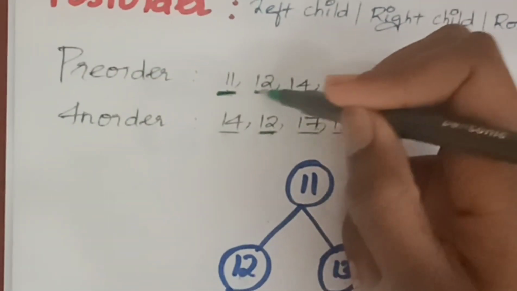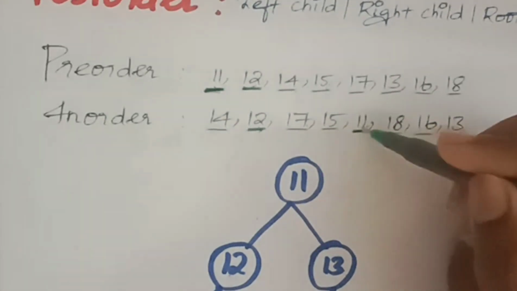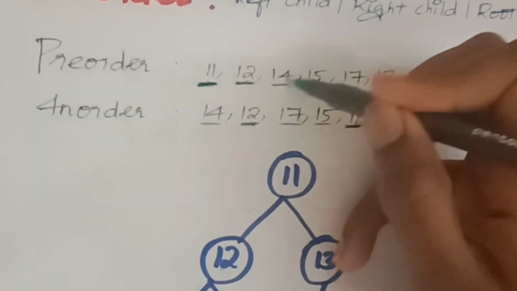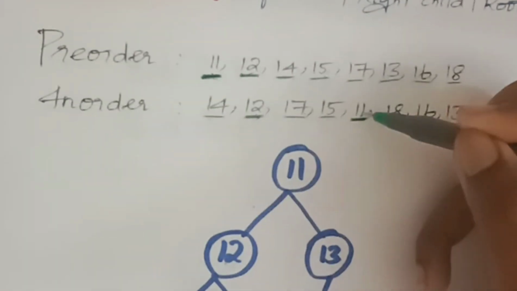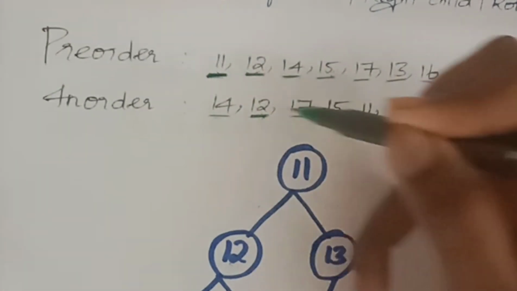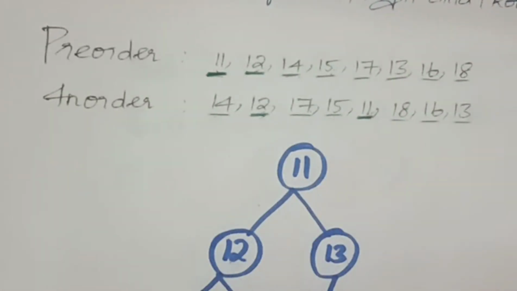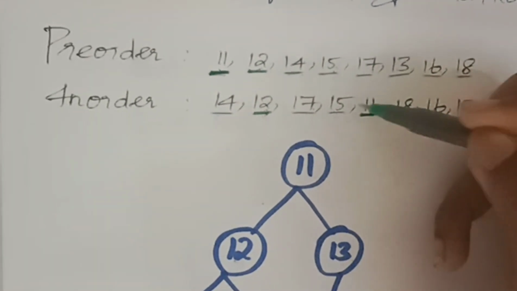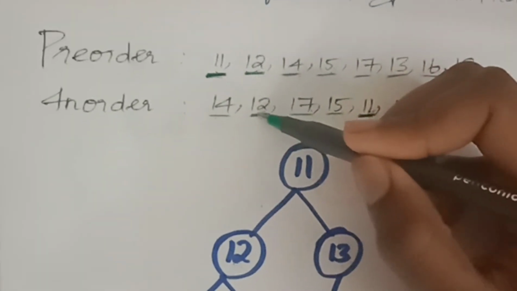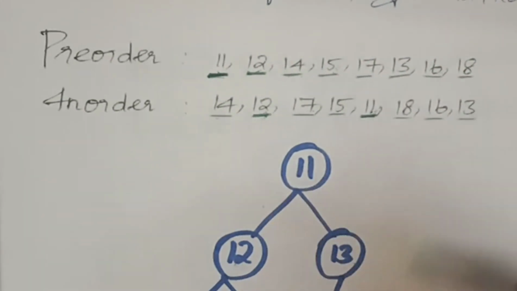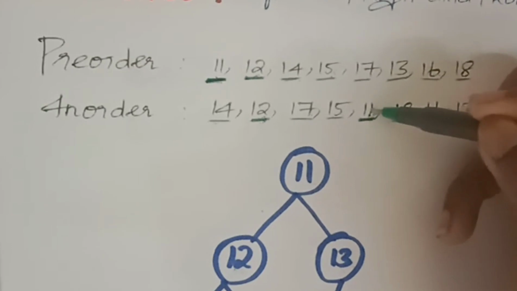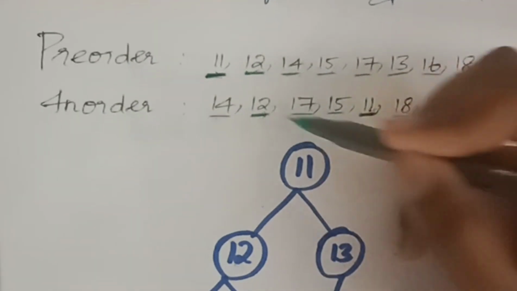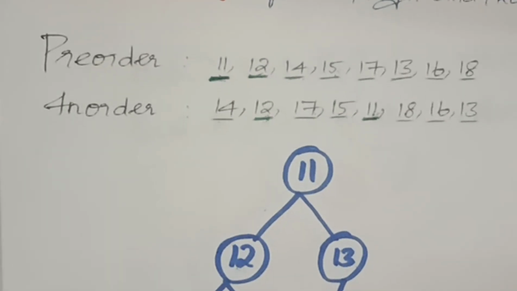Then the second number 12, which was left of 11, so we write here. Then move on to the third, 14, which was left of 11 and also left of 12, so we write here. And 15, which was left of 11 and right of 12, so we write here. Then 17, which was left of 15 and right of 12, so we write here.